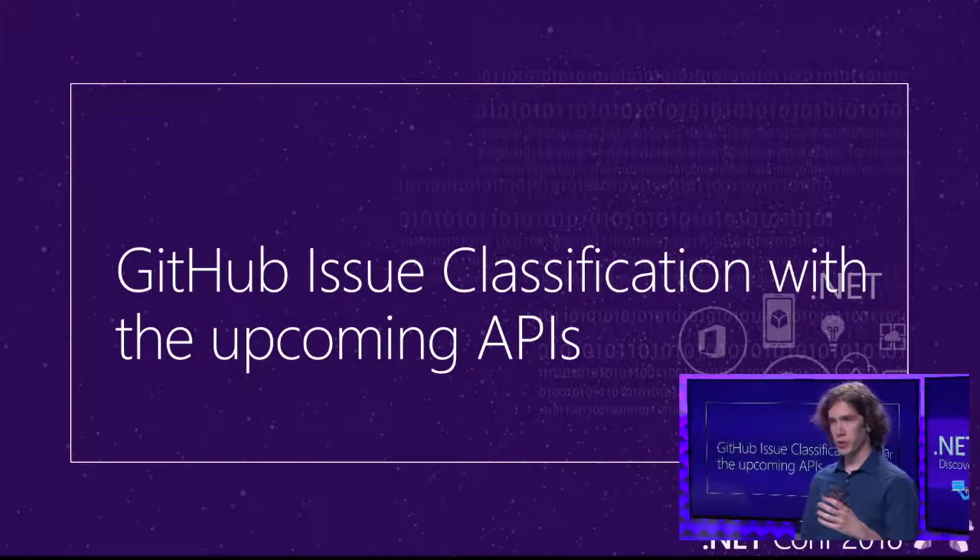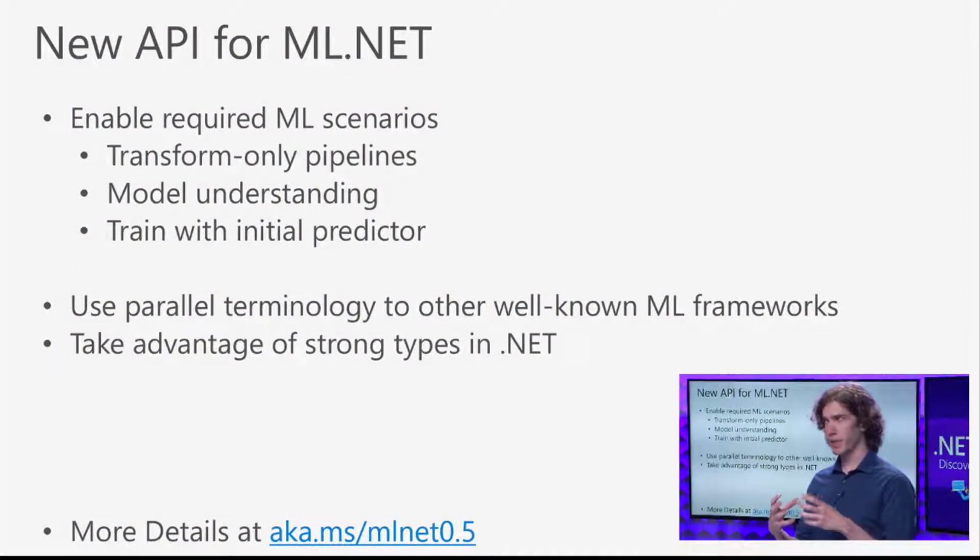We also want to use parallel terminology to existing ML frameworks like scikit-learn, so estimators and transformers, and you'll see that over here. We won't go into it in detail today, but it's something that you can learn about a bit later. And finally, one of the most exciting things about this new API is that it takes advantage of strong types in .NET. You'll see how it can help guide me through which columns are available at each step when I'm creating my model, and what is available to me.